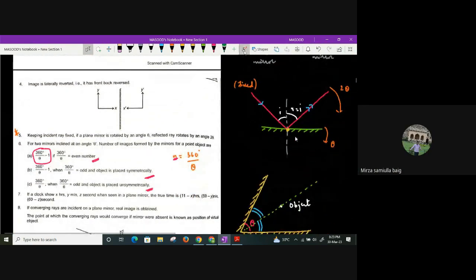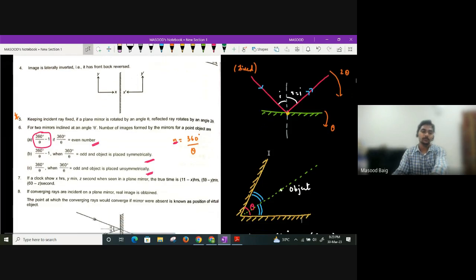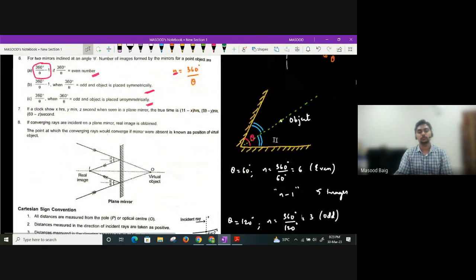And the next important point in plane mirror to remember is, keeping incident ray fixed, if mirror is rotated by a certain angle theta, then reflected ray will get rotated by an angle 2 theta in the same sense. And the other point is number of images formed, guys. So if two plane mirrors are inclined to each other by a certain angle theta, then I'll calculate n value. If n value is even, number of images formed will be n minus 1. If n value is odd, I need to check whether the object is placed symmetrically or unsymmetrically. If it is placed symmetrically, the number of images formed will be n minus 1. If it is placed unsymmetrically, then the number of images formed will be n itself.